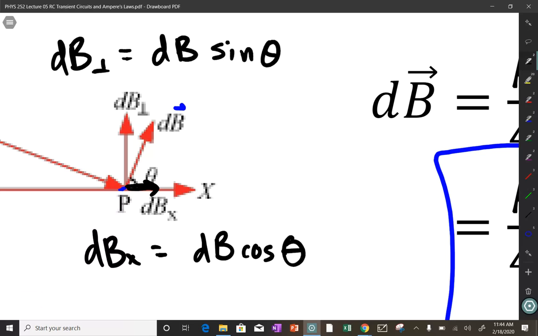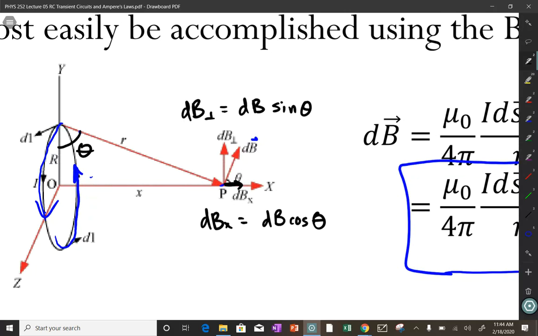Wait, why is it dB perpendicular instead of dBy? Because it's going to go around in a circle, and so it's going to be in the YZ plane. Oh, okay, but it's always perpendicular. Yeah, so we're putting perpendicular, so we're just getting the component in the YZ plane. It's an important thing to make sure you have clear. All right, so we have that.